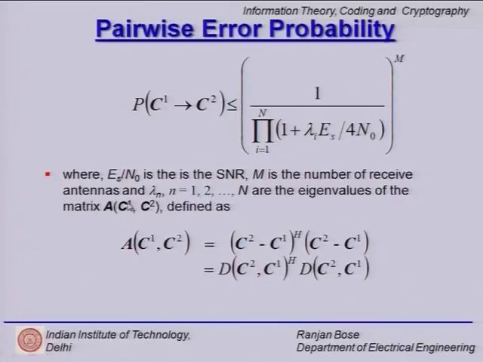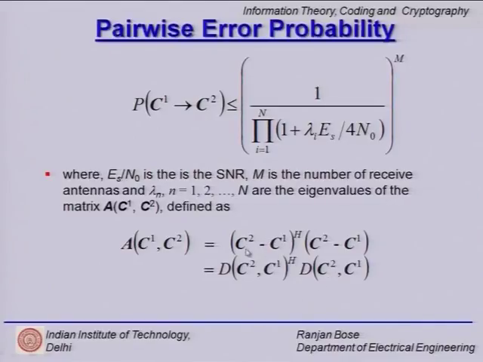Let us define this. This matrix will play a central role in our design criteria. A(C1, C2) is defined as (C2 minus C1) Hermitian, into (C2 minus C1), where C1 was the sent matrix. So, we define it like this. Now, what is this C2 minus C1?